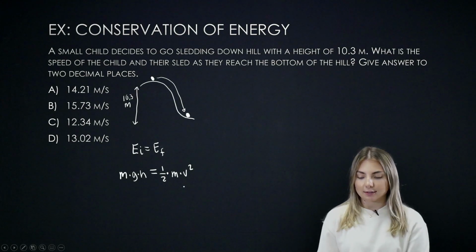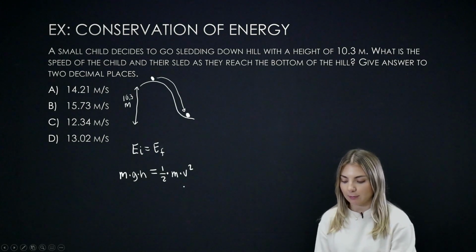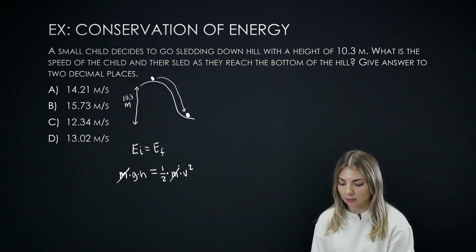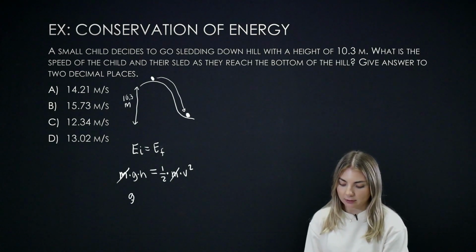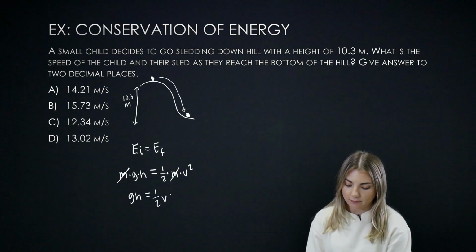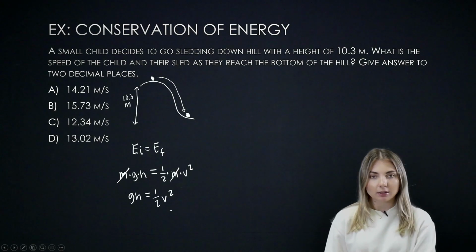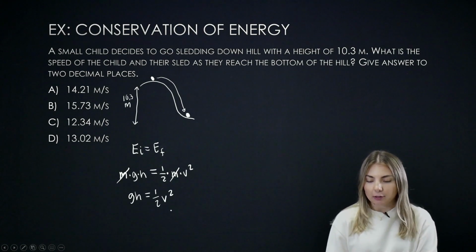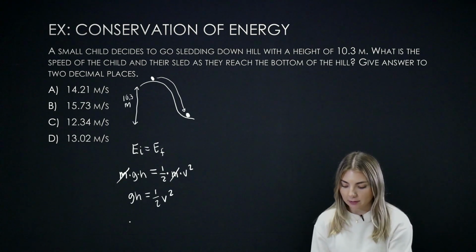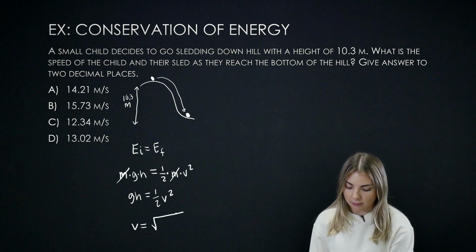Now, looking at this, we can cancel out the mass because we know that it's the same on both sides. So now we're left with gh equals 1/2 v squared. And since we're solving for the speed of the child at the bottom of the hill, we're going to solve for v. So v equals square root of 2gh.